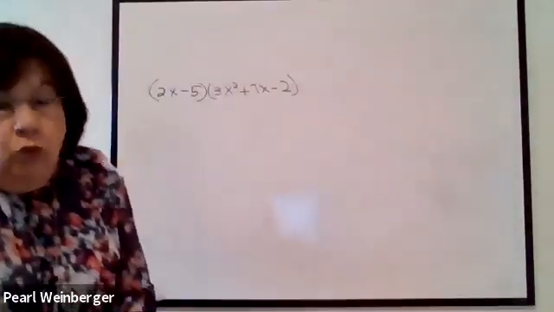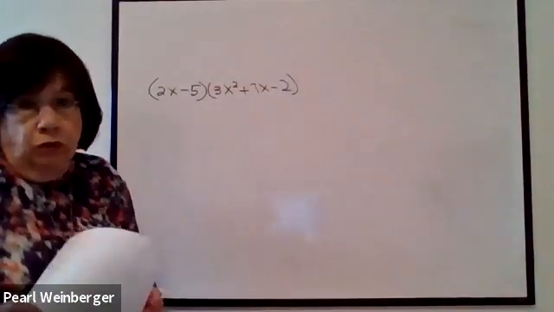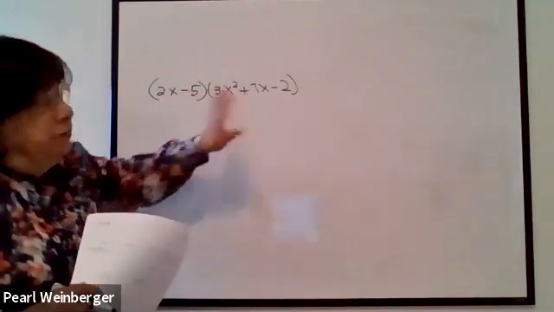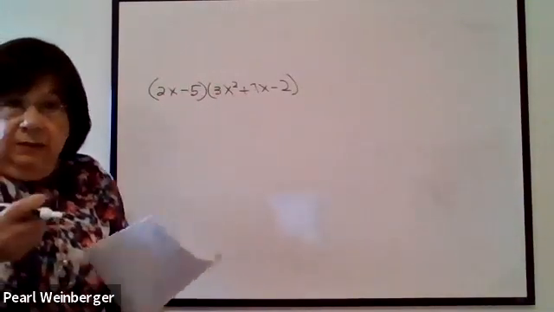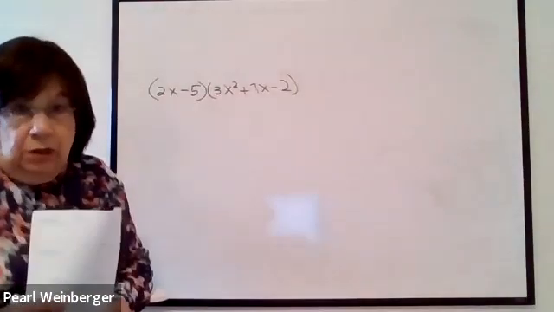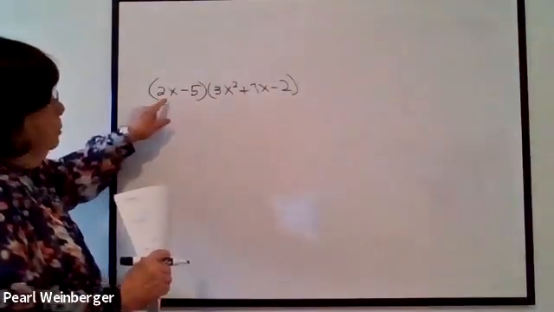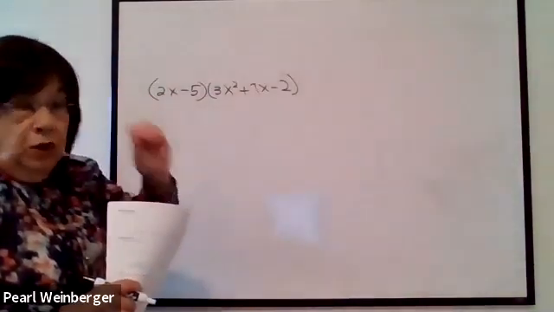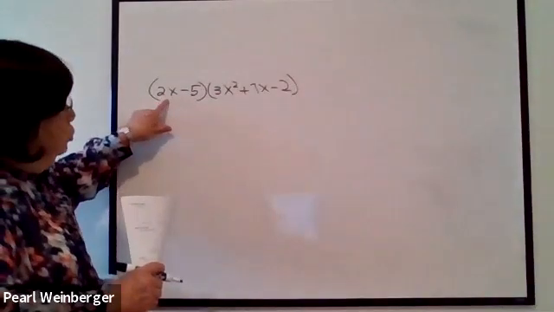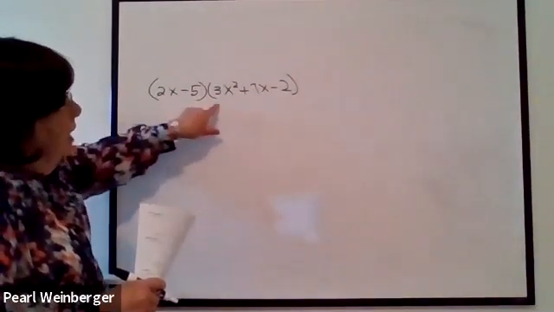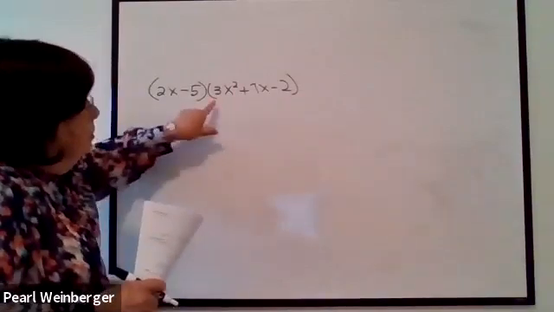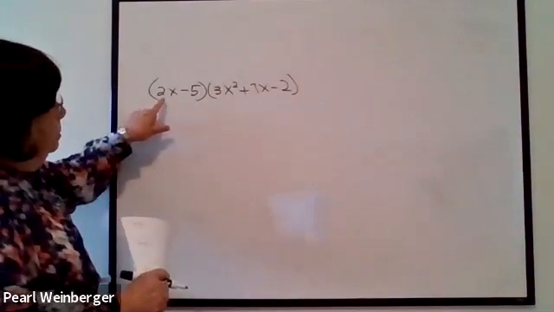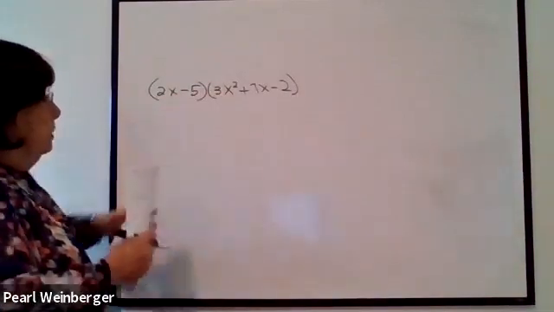Now, I can't call this FOIL. FOIL only works when you have two terms times two terms. Now I have two terms times three terms. But the concept, the way we did it, does work. What we're going to do is we're going to use the distributive property twice. We're first going to take the 2x from the first parentheses and you distribute it to all the terms in the second parentheses. So I'll multiply the 2x times the 3x squared.